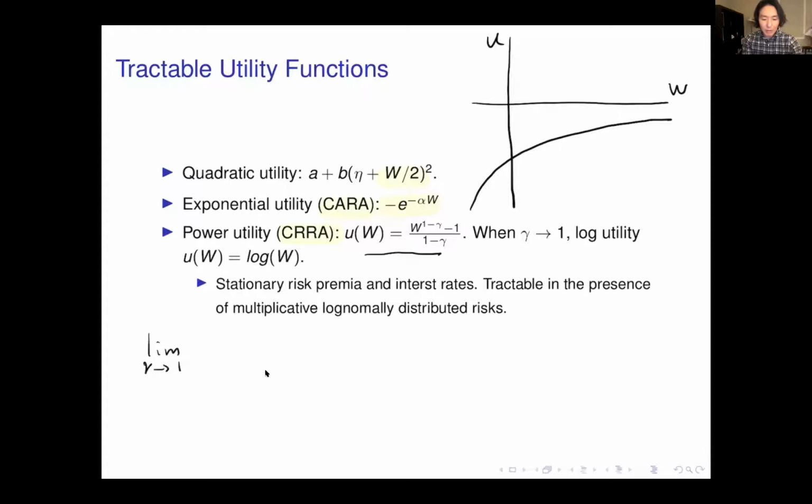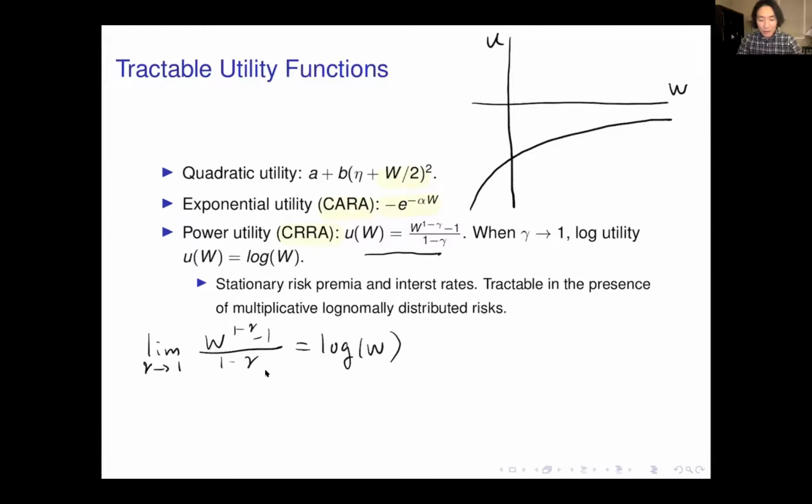When gamma approaches 1, using the L'Hopital rule, differentiating the numerator and denominator, we can find the limit of this function. I'm sorry about that. It's not 1. It should be log of W.